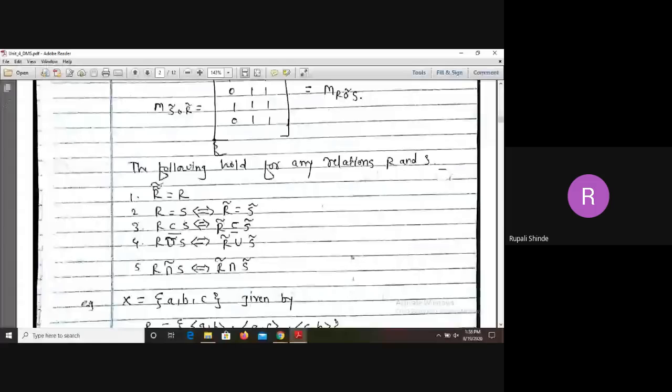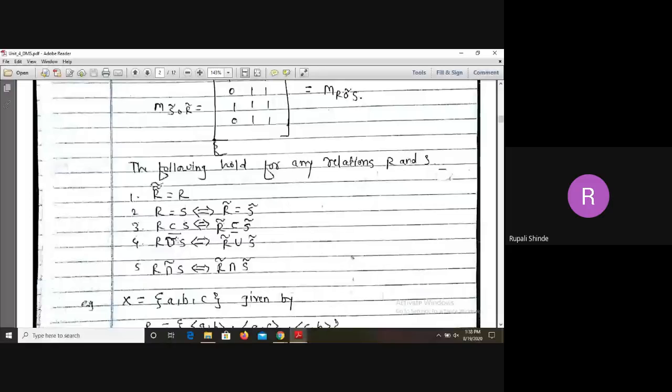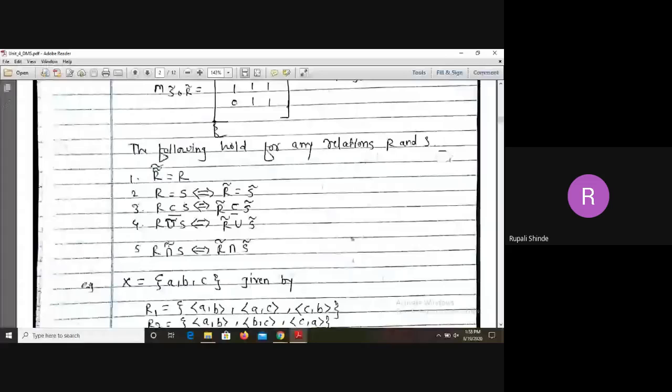R union S, negation of union, this is equivalent to R negation union S negation. Just we have distributed this negation over R and S. So likewise R intersection S negation, this is equivalent to R negation intersection S negation. So these are some formulas. So take note of these formulas.